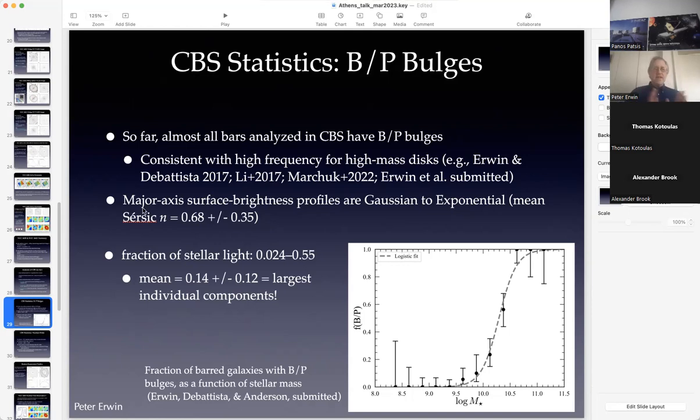Anyway, in the Composite Bulges Survey, we find that BP bulges have Gaussian to exponential surface brightness profiles. And the fraction of the total light is anywhere from, let's say, 2.5% to slightly over 50%, with a mean of about 14%, which tends to be a little bit larger than the other components.